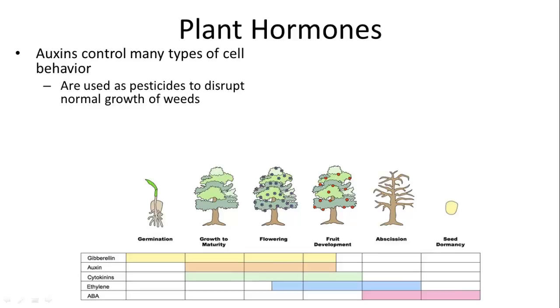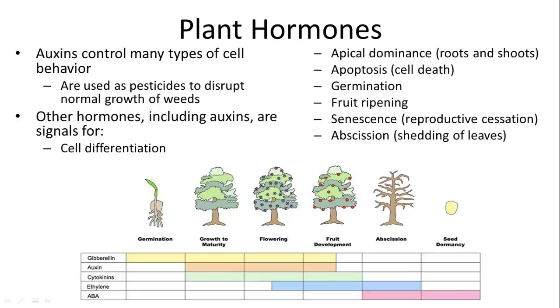They're sometimes used as pesticides to disrupt the life cycle of the plants. Other hormones, including auxins, are signals for apical dominance, apoptosis, which is cell death, cell differentiation, germination, fruit ripening, senescence, which is stopping reproductive efforts, and abscission, which is the shedding of leaves. And you can see on this chart the different hormones and what they affect.